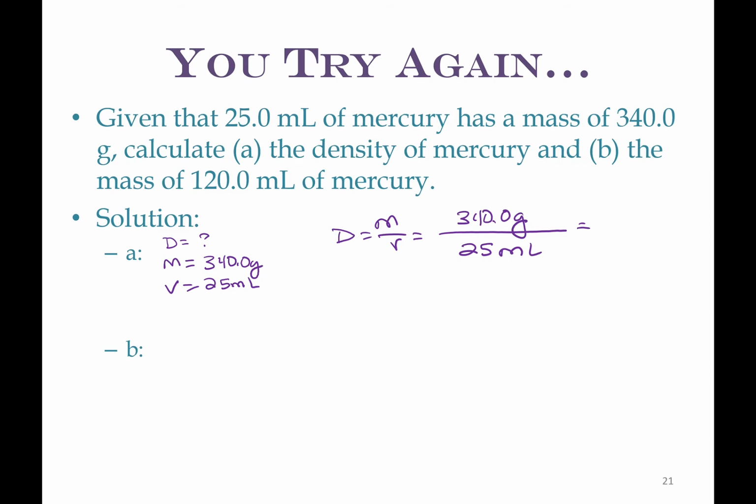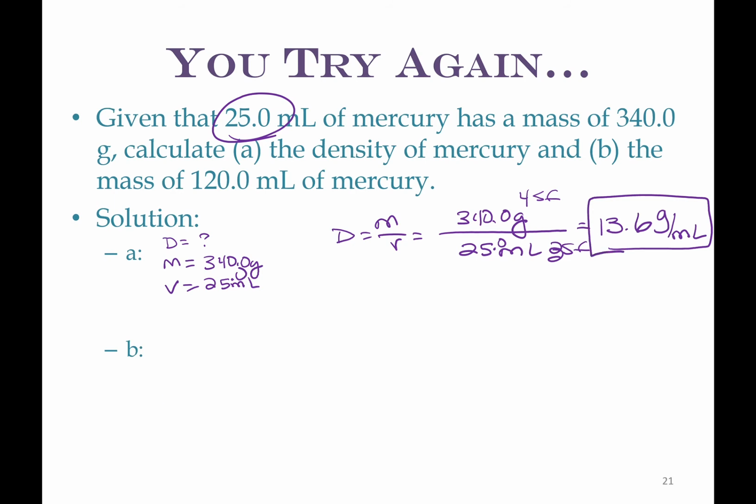340 divided by 25 is 13.6. And this is 4 sig figs, and this is 2 sig figs. But I think it's actually more than that because it says 25.0, and I forgot to write the 0.0. So 25.0 makes that, instead of 2, it makes it 3 sig figs. So we get to keep the 13.6, and the units are going to be grams per milliliter here.